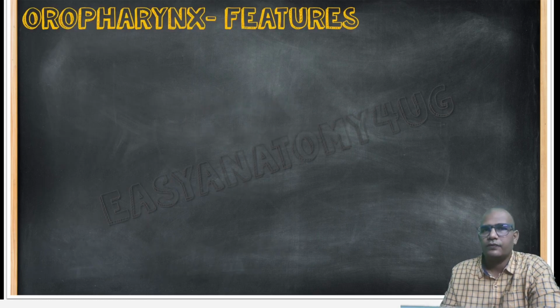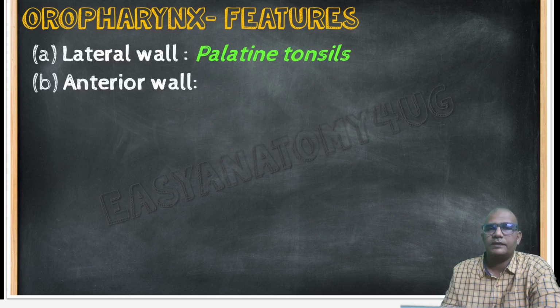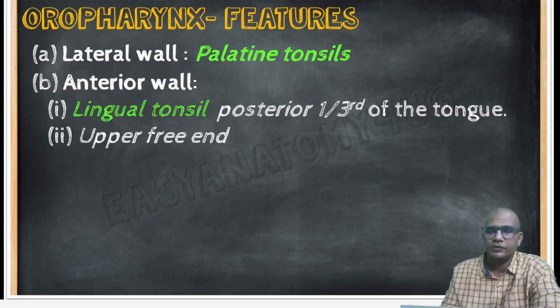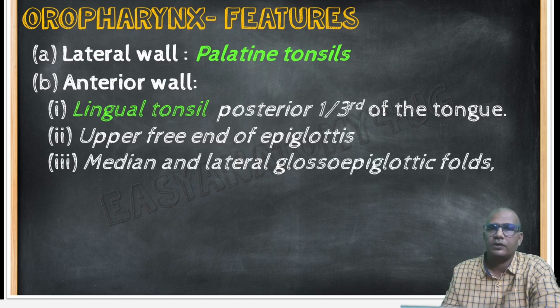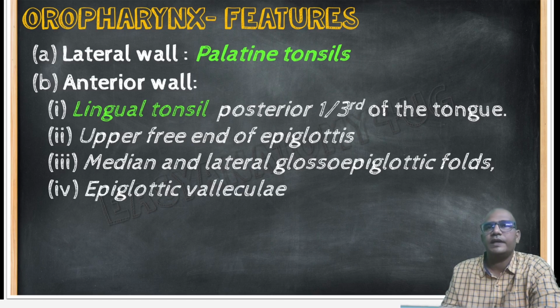So what are the features of the oropharynx? In the lateral wall, we can get palatine tonsil in between palatoglossal arch and posterior palatopharyngeal arch. We have drawn this in the diagram. Refer to the diagram please. And in the anterior wall, we can see the lingual tonsil on the posterior one-third of the tongue and upper free end of the epiglottis. The epiglottis is connected to the tongue via three folds, median glossoepiglottic fold and two lateral glossoepiglottic folds. And in between the median and lateral glossoepiglottic folds, there are depressions which are known as epiglottic valleculae. These are the features of oropharynx.